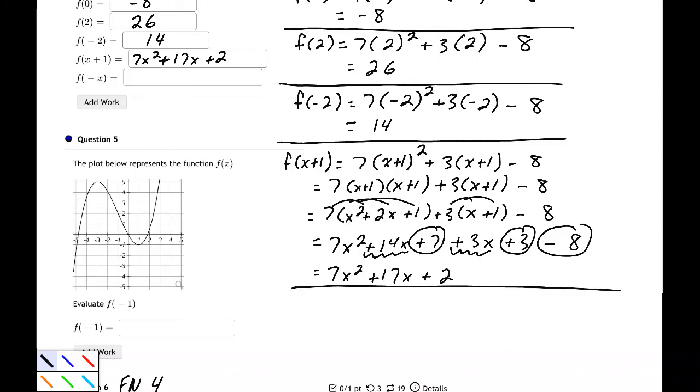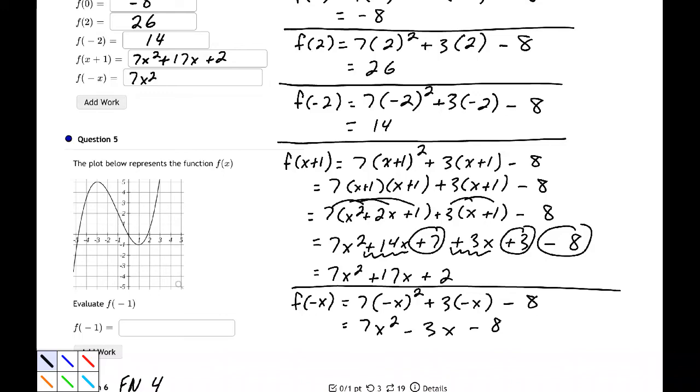Now, the fifth part, f of negative x, will replace x with a negative x, so this will be 7 parentheses negative x parentheses squared plus 3 open parentheses negative x close parentheses minus 8. Now the difference here is that a negative x squared is a positive x squared. So 7 negative x squared becomes 7x squared. However, 3 times negative x will be minus 3x. And then we bring down our minus 8. So f of negative x is 7x squared minus 3x minus 8.